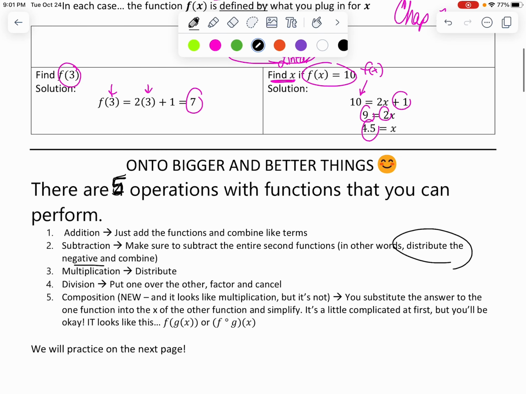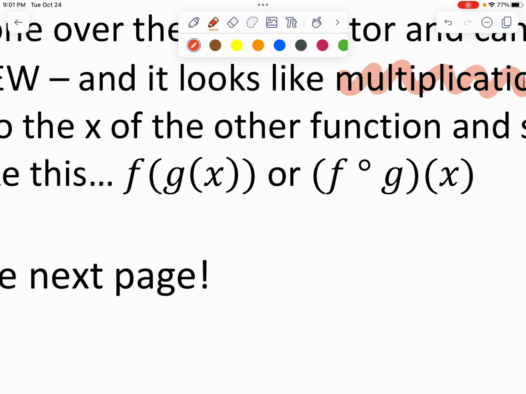Now composition. It looks like a multiplication sign. Guess what? It's not. You're going to substitute the answer to one of the functions into the x of the other function and then simplify. It's a little complicated, but you will get it. It looks like this. Those are the same thing.